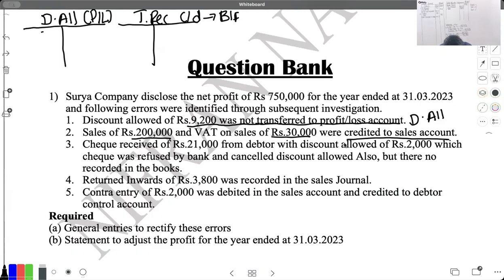Okay, sorry for the grammar issues here. These are basically questions from your term test paper, so obviously I just copy pasted it. I didn't check for any grammatical accuracy. But yeah, you got it right. Check received 21,000 from debtor with discount allowed 2,000, which check was refused by the bank. Cancel discount allowed also, but there are no entries recorded in the books.